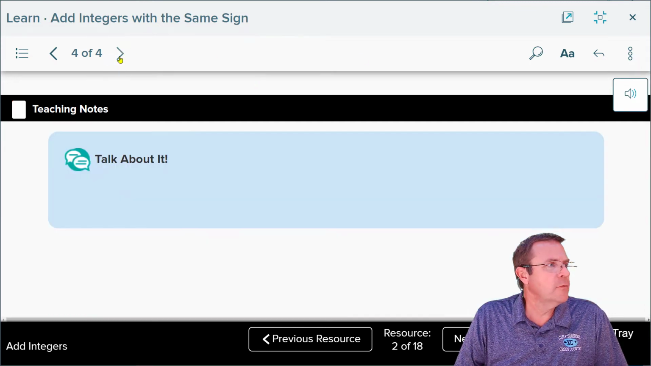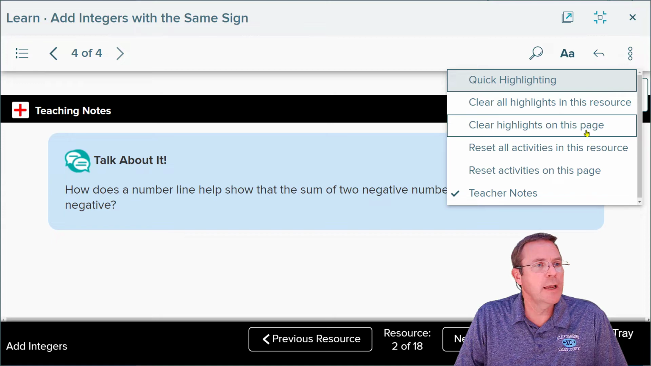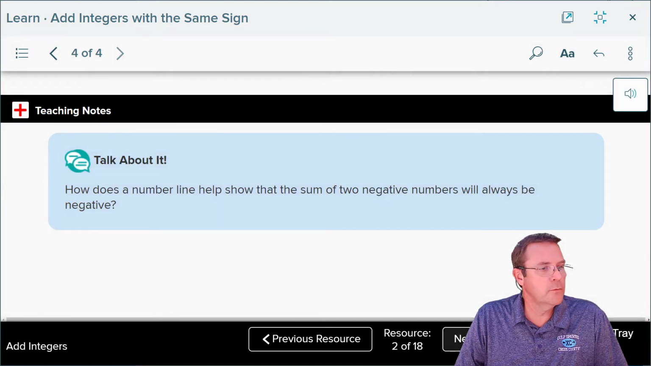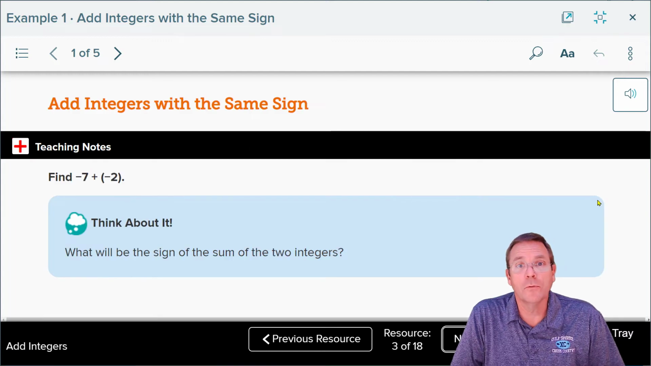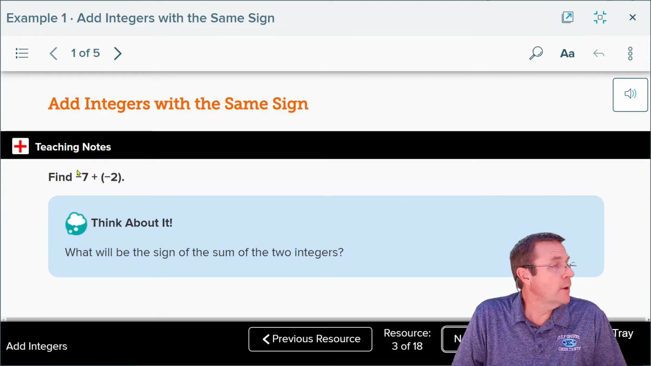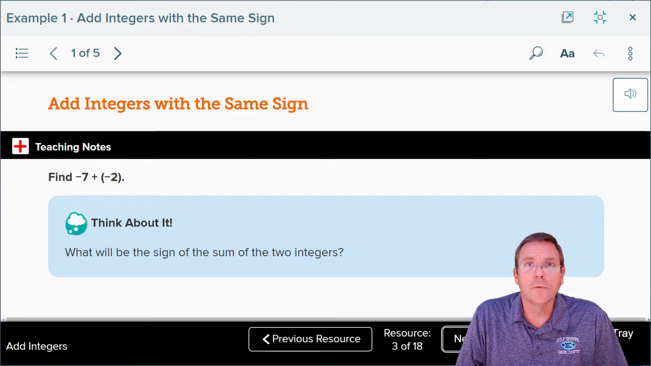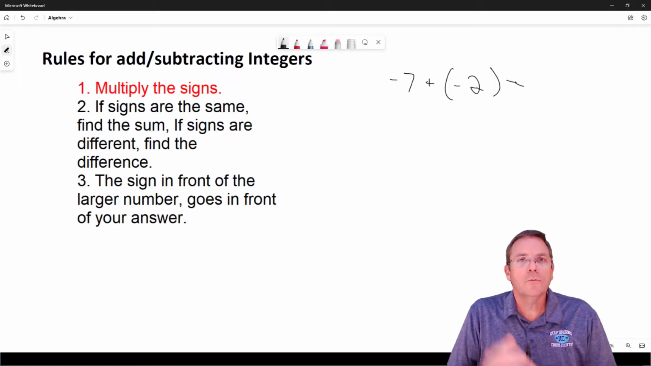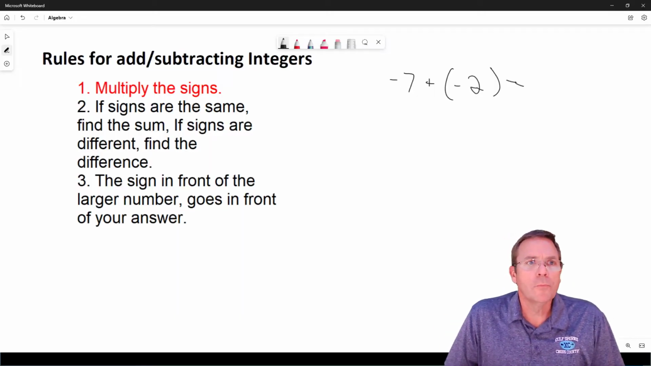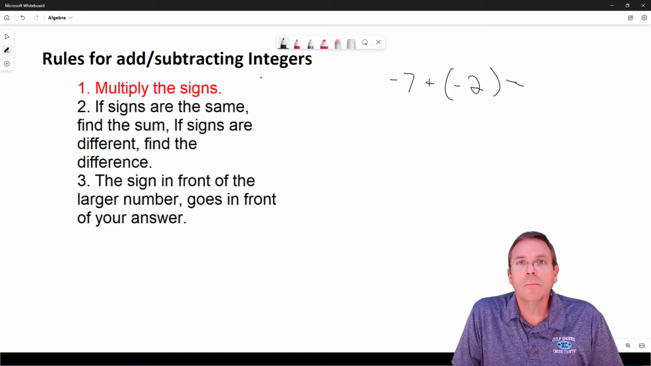But that leaves us with some kind of vagueness, which is kind of hard for us to comprehend. So instead, we're going to kick back to doing the problems Mr. Rietz's way. So a problem we have is going to be -7 plus a -2, and we're going to use Mr. Rietz's rules. Now, Mr. Rietz's rules are real simple. The first rule is going to be to multiply the sign.